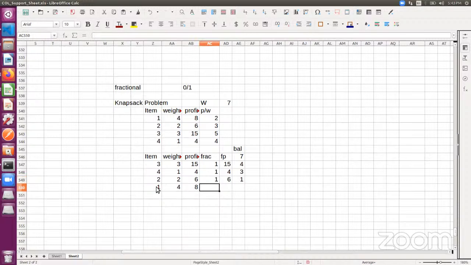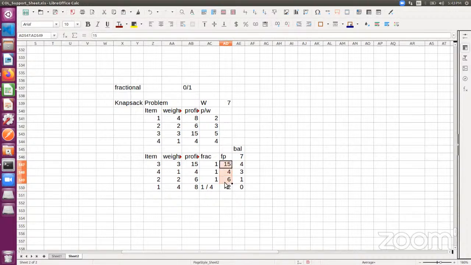Now, item 1, weight is 4. Will I be able to fit this entire item inside the sack? No. So what fraction should I take? 1 by 4. This is also very simple. Just divide the balance by the weight. That will give the fraction. So it is 1 by 4. So the fraction profit also becomes 1/4 of the profit. So what is the fraction profit? 2. And the balance is 0.